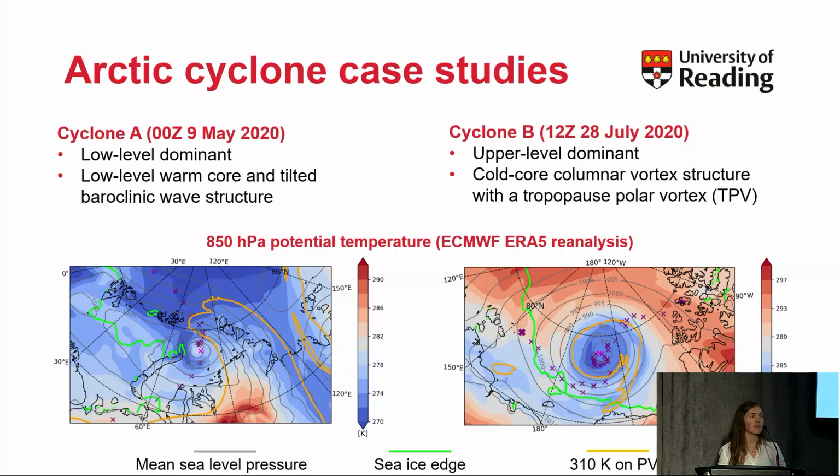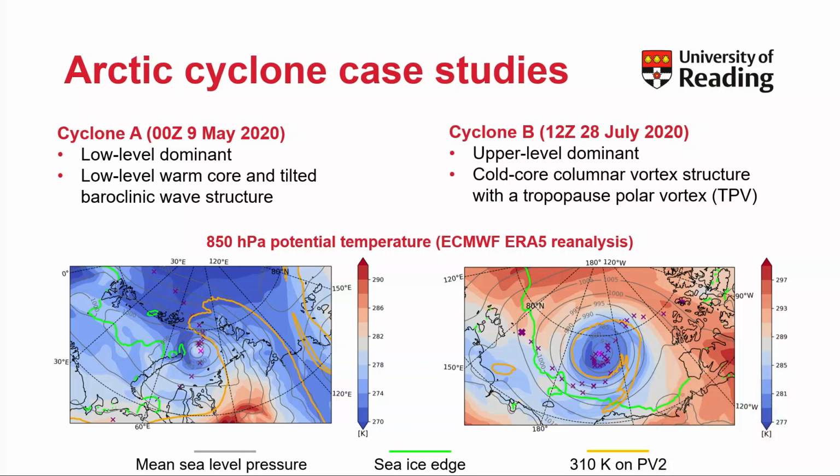Okay, so now actually on to Arctic cyclones. Here I'm using two case studies from summer 2020. They were the strongest cyclones that occurred in this season over the ice, and they both had quite different developments, and they each represent the two types of cyclone development that you see in the Arctic.